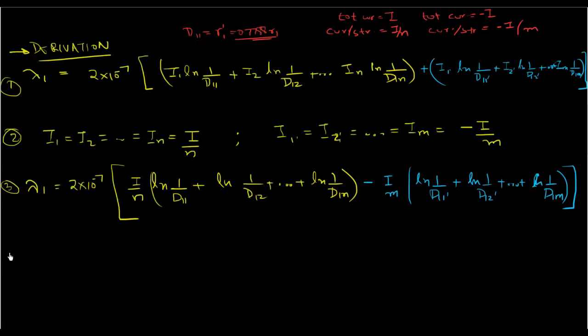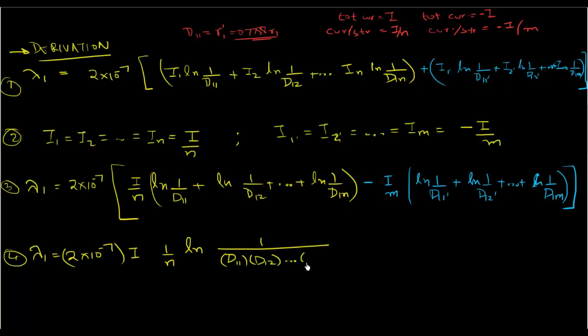Now let's go to our next step. Here we get 2 into 10 to the power minus 7, and all of these ln terms, so that's ln a plus ln b, can all be written together, and we're going to take I out of the brackets as well. So you have 2 into 10 to the power minus 7 and you have I outside. Inside now you're left with 1 over n ln of 1 over d11 times d12, so on all the way over to d1n.